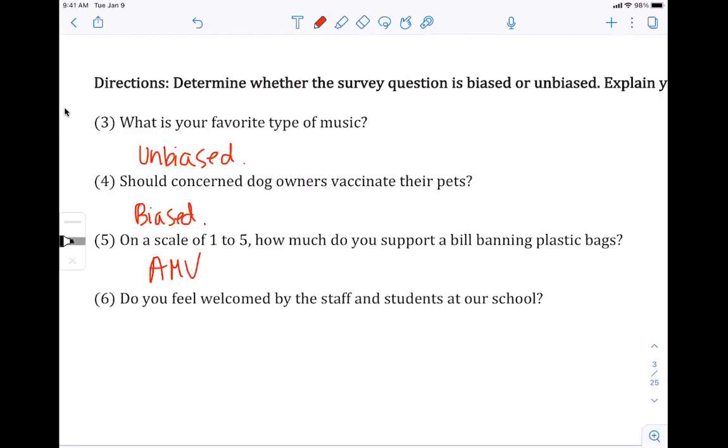And the next one I would say is biased. It says, do you feel welcomed by the staff and students at our school? There's a lot of aspects to this question. It says, do you feel welcomed, is the first one. And then they're asking about all the staff and all the students at the entire school. That's really not specific. If they mentioned, like, do you feel welcome by a specific person, then that one might be a little more clear and concise. But I would say that this one would be considered biased.